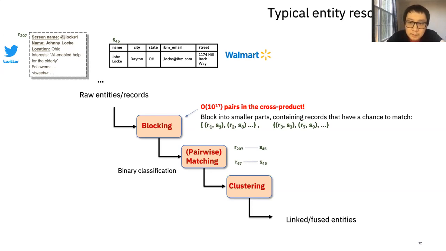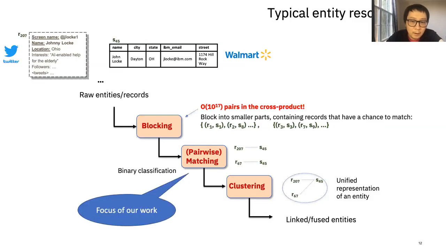After we get the entity pairs that the classifier thinks are matches, we have another step to cluster the entity pairs. Note that it is possible that multiple entities on one side can be matched to one or more entities on the other side. So it's more important to resolve this before we output the final results to the user. Our work actually focuses on the pairwise matching phase, so what I'm going to talk about next will be focusing on the pairwise matching phase.